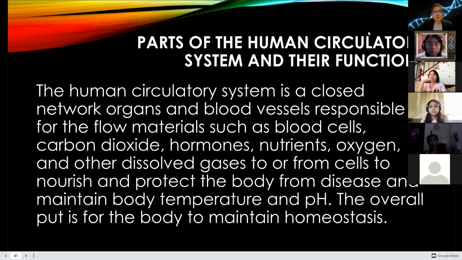Let's move now. Do you have any questions about the respiratory system? No, sir. Okay, let's move now to the parts of the human circulatory system and their functions. The human circulatory system is a closed network of organs and blood vessels responsible for the flow of materials such as blood cells, carbon dioxide, hormones, nutrients, oxygen, and other dissolved gases to or from the cells to nourish and protect the body from diseases and maintain body temperature and pH level, or the acidity.